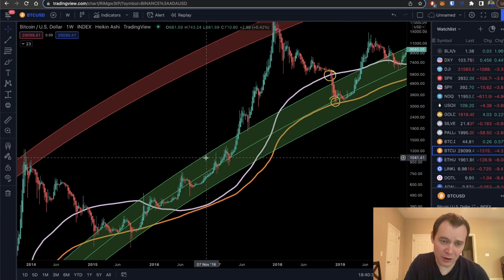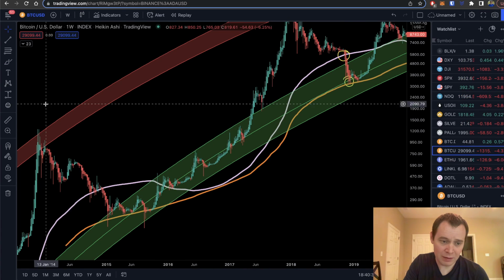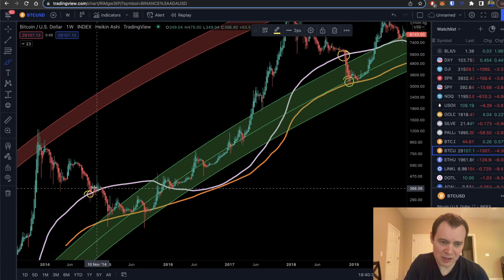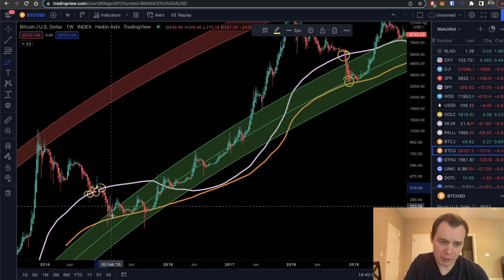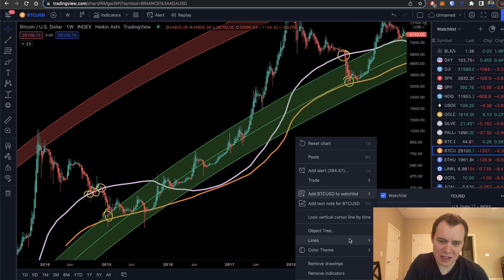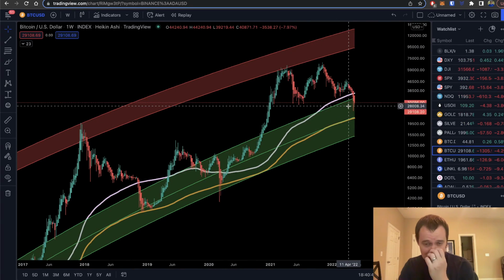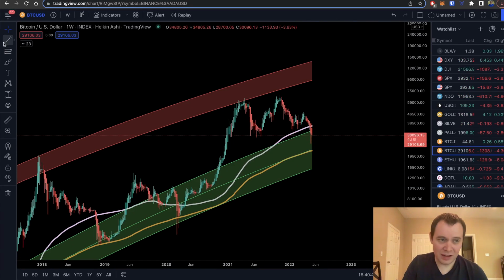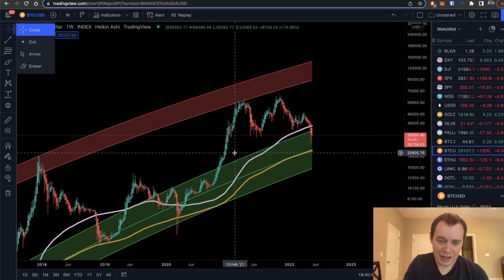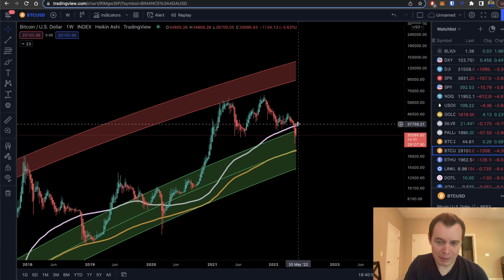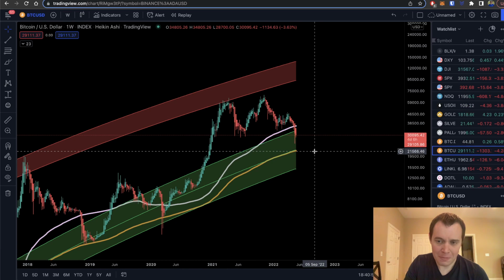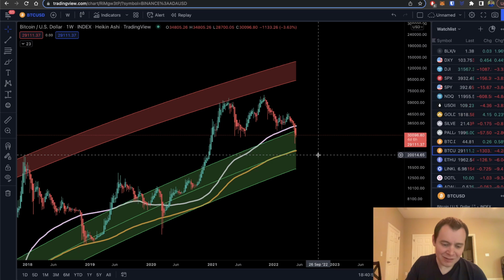Now, in 2014, it took a little bit more time. We dropped below the 100-week here, we had some wicks below it, and then finally we dropped below it, and then we went to the 200-week moving average. So is it possible that Bitcoin stalls out for a couple months at around the 100-week moving average before going down there? It's possible. But I think any investor should be prepared for this scenario to come back down to these lower levels, even though it does correspond with the prior all-time high for Bitcoin.